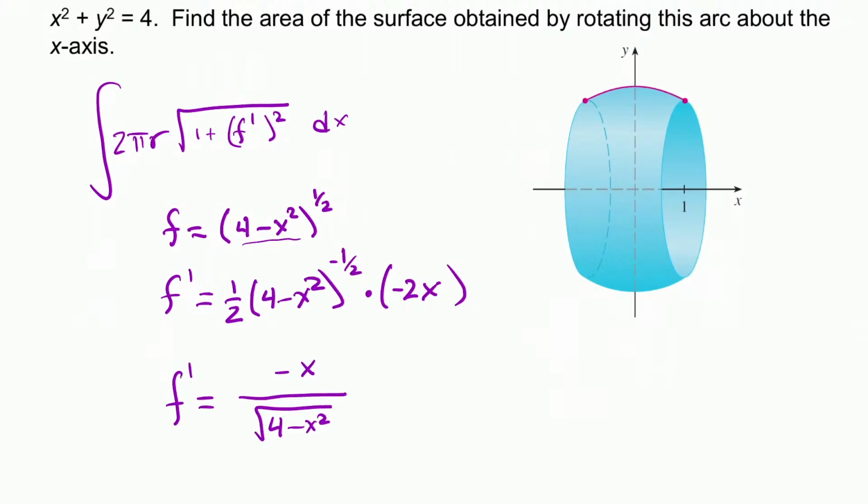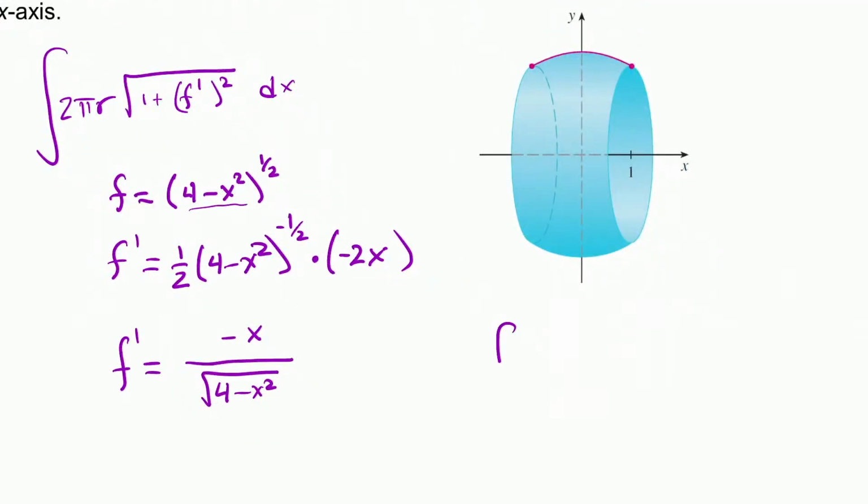Now let's put this into the formula for the surface area. So surface area, we're going to do the integral of 2 pi times the radius. Now, radius in this case, and it's always good to double check with your diagram.